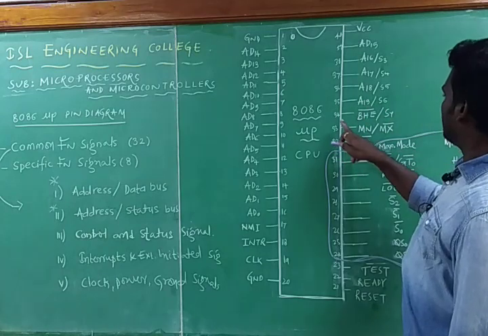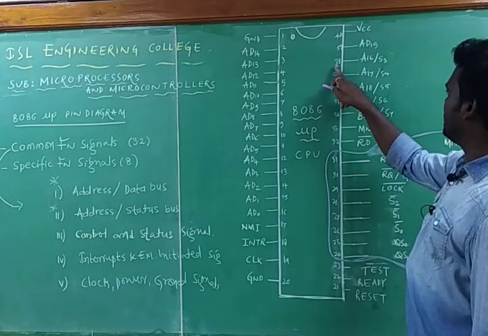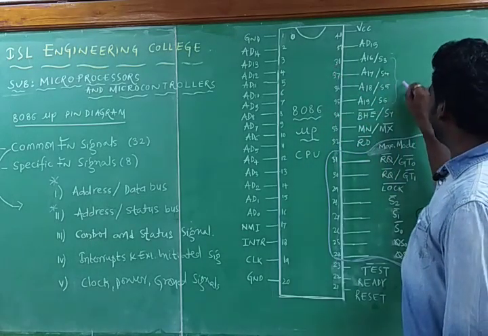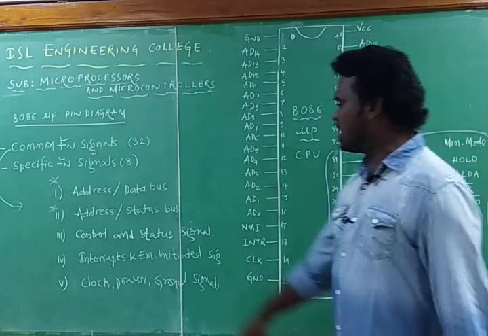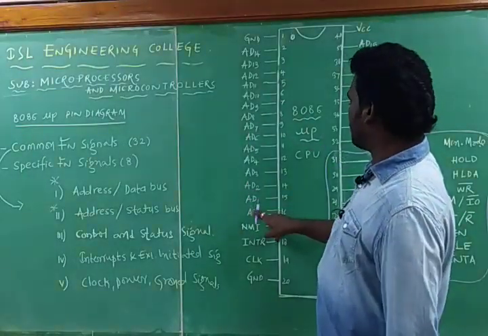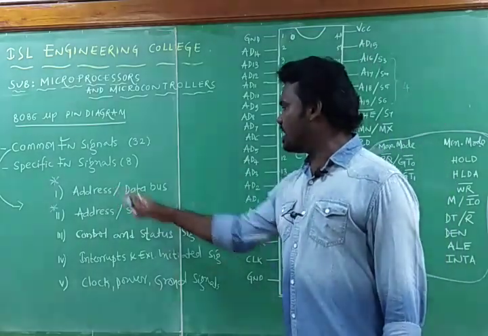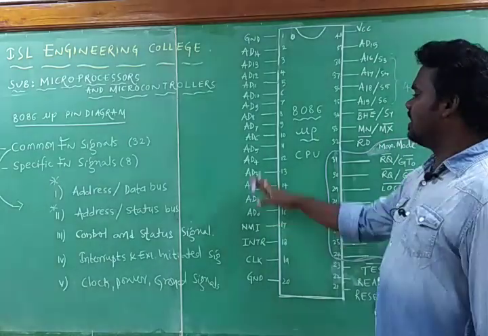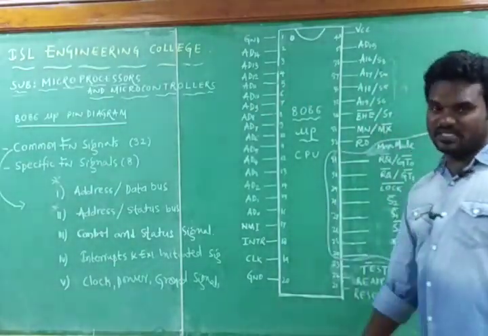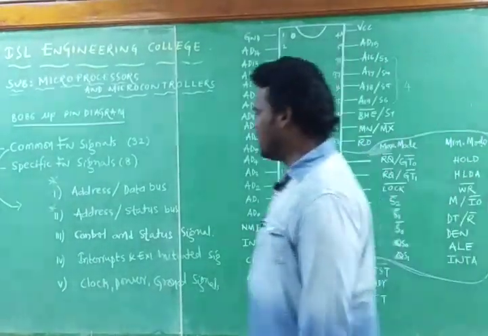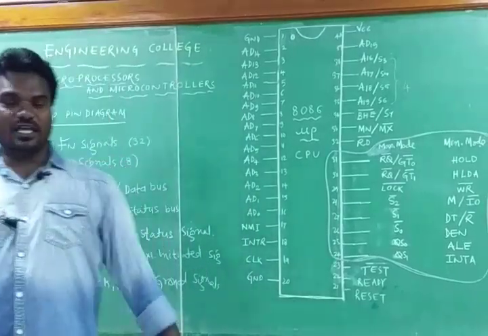pin number 35 to 38. That means these are 4 pins and come under the address or status bus, and these 16 pins from AD0 to AD15 we can call the address or data bus. Totally 20 pins are completed, and the remaining 12 pins we are going to discuss in this class.